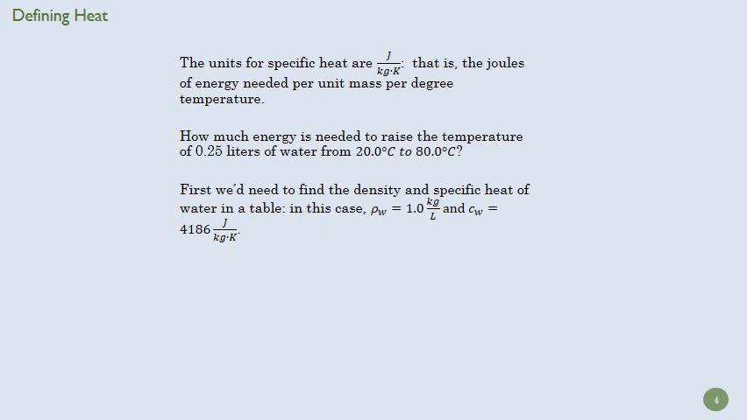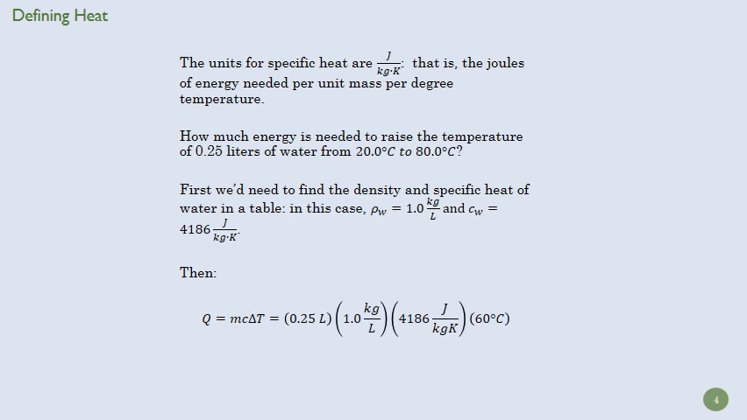And we would look up both of those things in a table, right? So in your textbook or on the internet. So the rho of water roughly is 1 kilogram per liter. And the specific heat of water is 4186 joules per kilogram Kelvin.